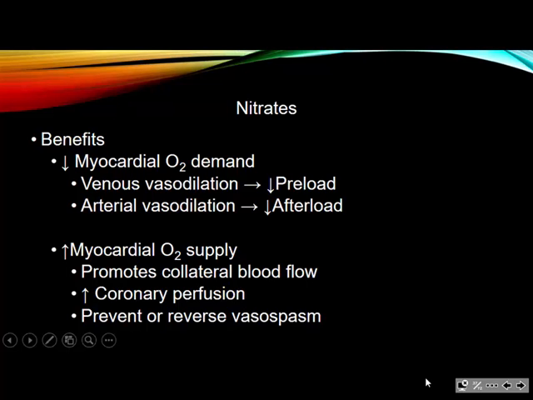And then it causes arterial vasodilation, usually in higher doses. It usually affects preload before afterload, but what is afterload? The force that the heart has to pump against. So if you cause someone's arteries to be more constricted, your heart's going to have to work harder to pump that blood. It also increases myocardial oxygen supply by vasodilating those coronary arteries, and it prevents vasospasm. So for nitrates, it affects both myocardial oxygen demand and myocardial oxygen supply.